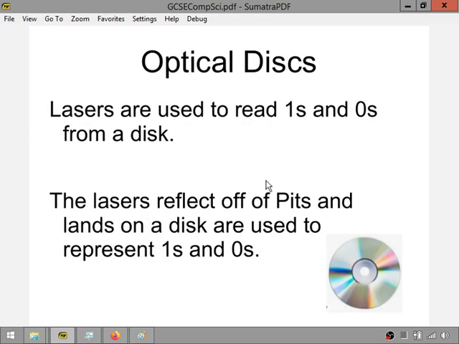Moving on. Optical discs. Optical discs, they use the magic of lasers to read ones and zeros from a disc. Those lasers reflect off these things called pits and lands.